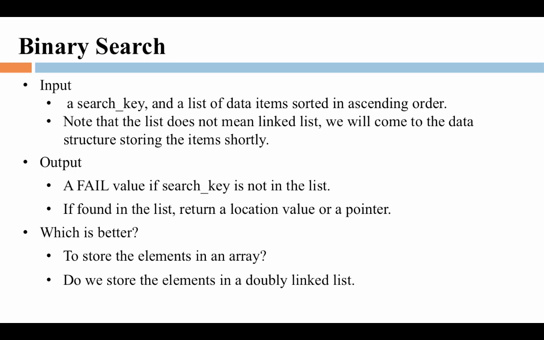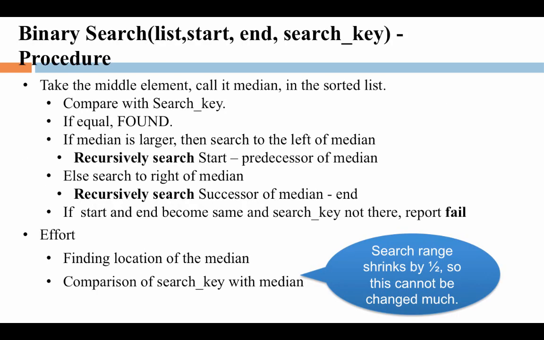Okay, so today's lecture, as I said earlier, is a comparison between these two. Do we store the elements in an array or do we store the elements in a doubly linked list? So let us become familiar with the binary search procedure, and more importantly, the focus of this slide is to show you the arguments to the binary search function. The first one is the list itself. The second one is the starting index in the list, which is important, and the final index of the list and the value of the search key.